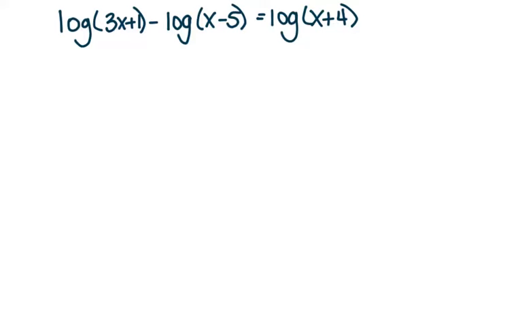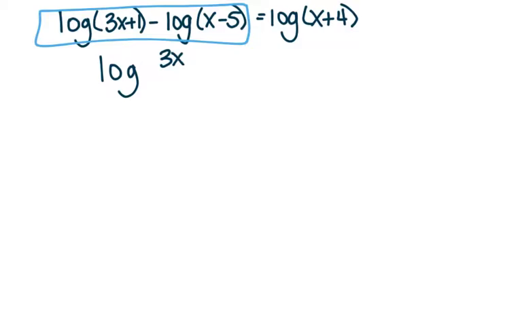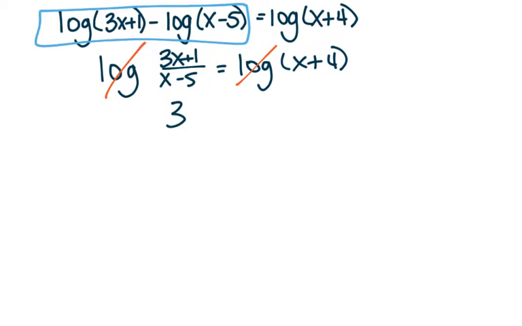Okay, so the first thing I'm going to do is condense this left side. Because it is being subtracted, I can bring that together by division. And now they both have just a log on each side, so those can cancel out. So here's what I'm left with.